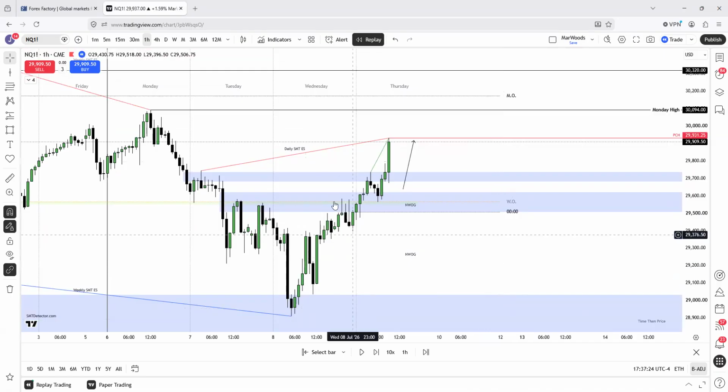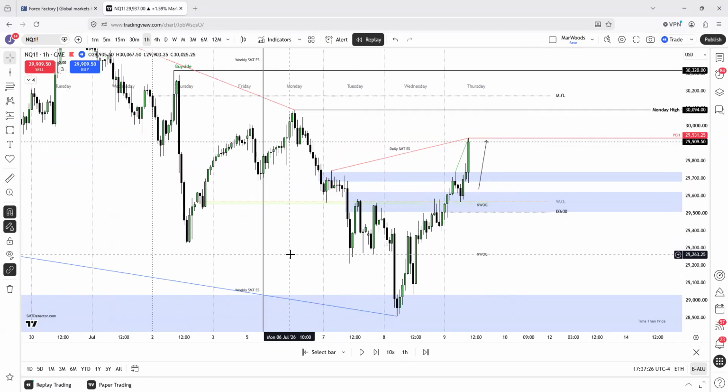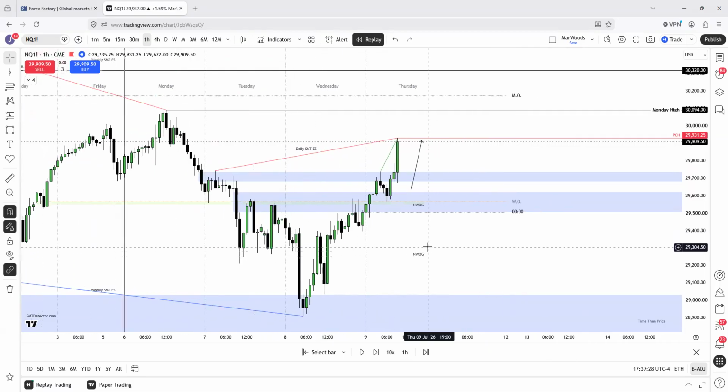So looking at the market, just talking about ICT concepts, between Monday to Wednesday is when the market will make either the high of the week or the low of the week. So the low of the week happened on Wednesday. You can see that we traded through this 1 hour CISD, closed above it, used that support to trade higher.